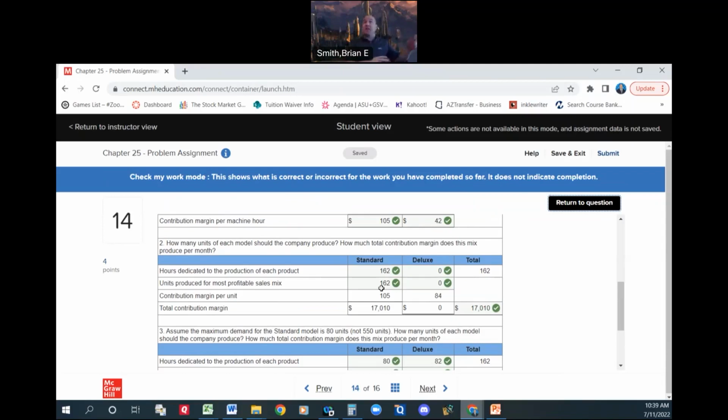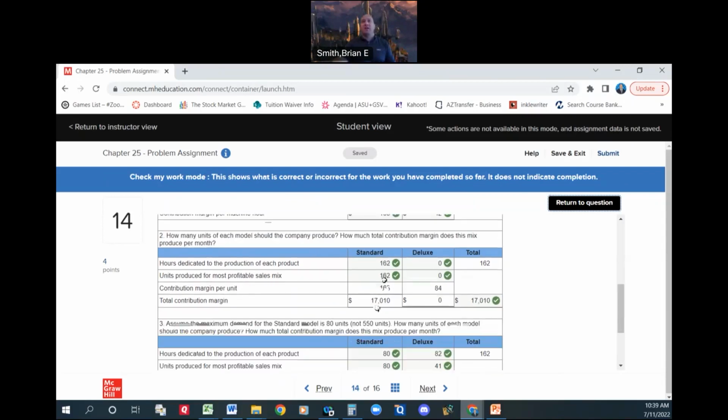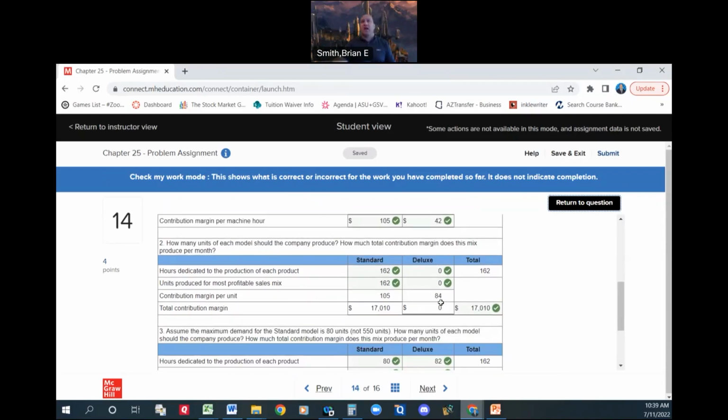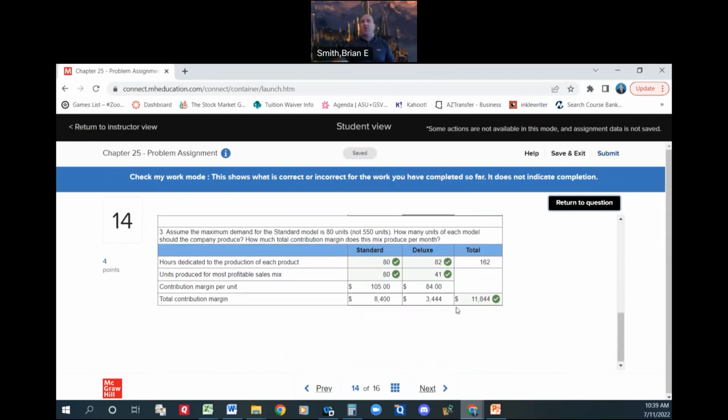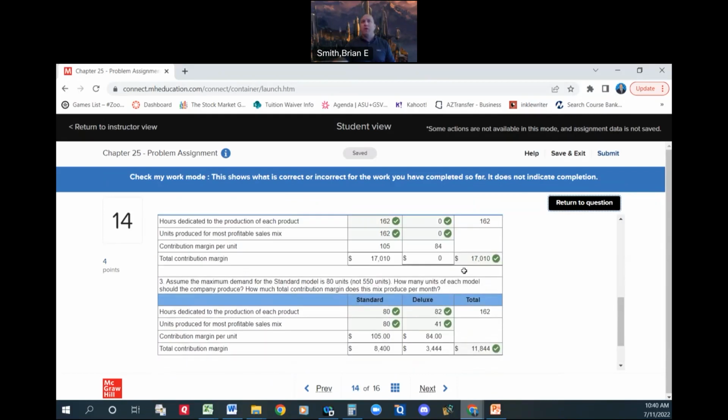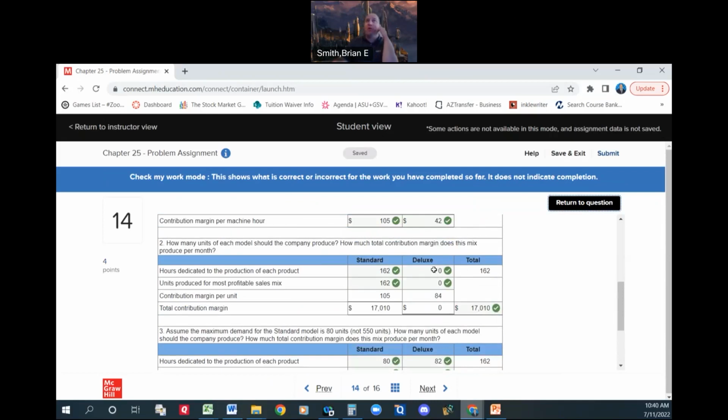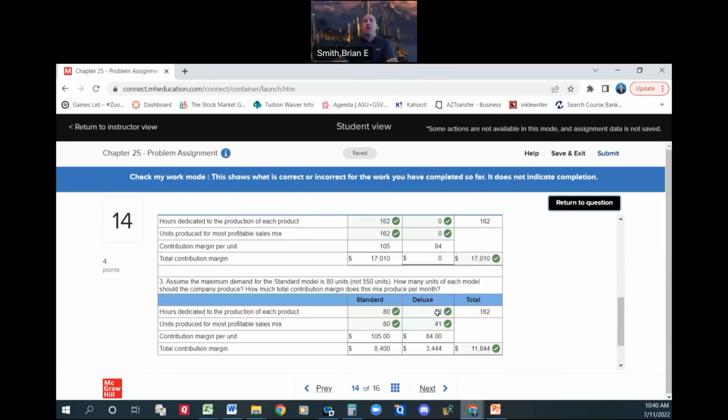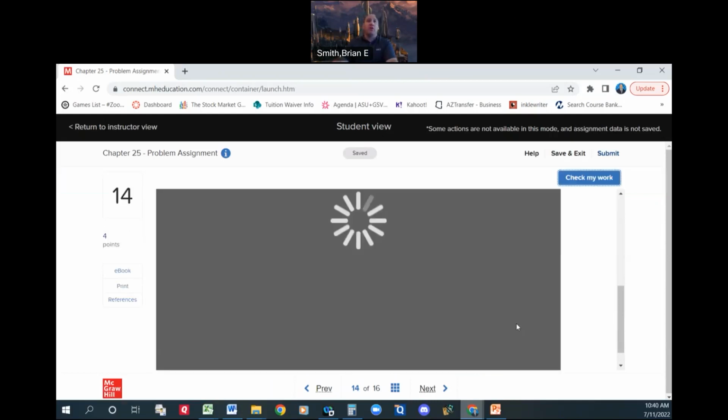FIFO is going to have the highest net income, LIFO is the lowest net income, and all other methods will be somewhere in between. That's the concept here. Think of standard as the FIFO and deluxe as the LIFO, and any other sales mix should fall in between that amount, okay? That's what I'm trying to say here, because if all we did was produce the deluxe, then we would have, let me show you that actually.